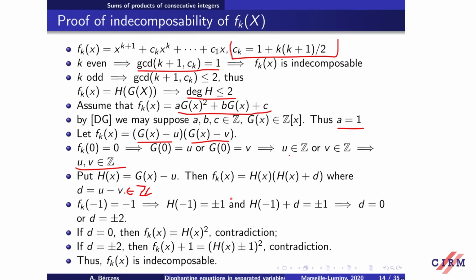But D equals 0 would mean that Fk of x is H of x to D squared. But this contradicts that all the roots of Fk of x are simple roots. And when we have D equals plus or minus 2, then we get that Fk of x plus 1 will be a square. But again, we have proved that Fk of x plus 1 has only simple roots, which gives again a contradiction. So altogether, Fk of x is indecomposable.